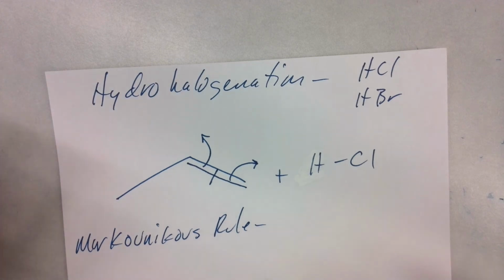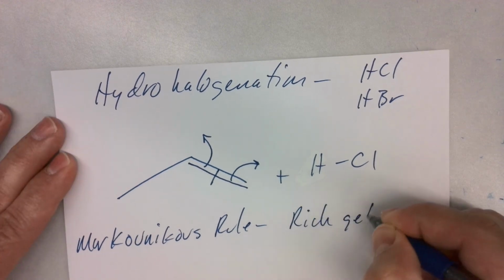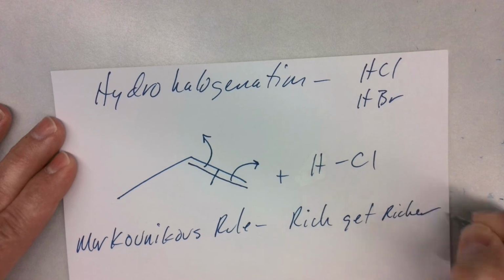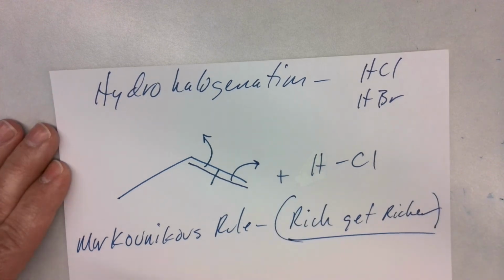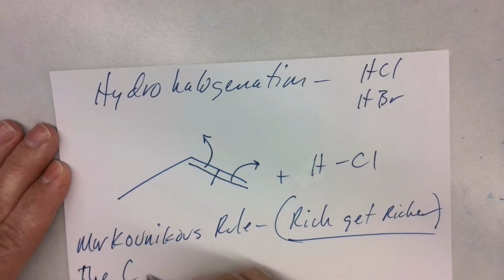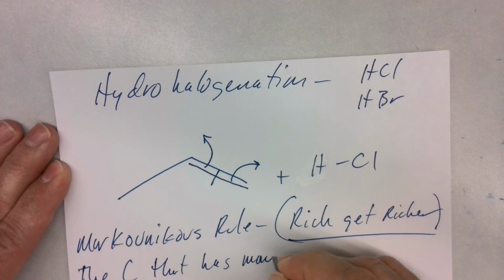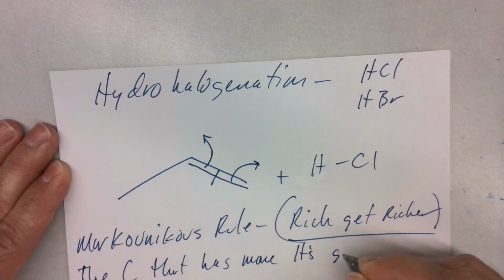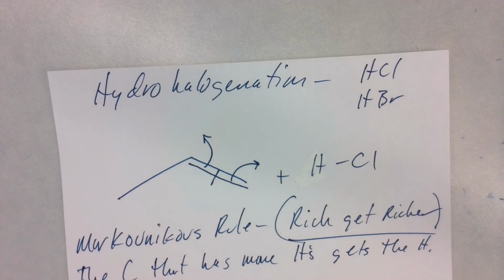is pretty simple. Not the way the book teaches, the way I'm going to teach it. I teach it as the rich get richer. Okay? Now what that means is it means that the carbon that has more H's gets the H. The one that has fewer H's is going to get the Cl.